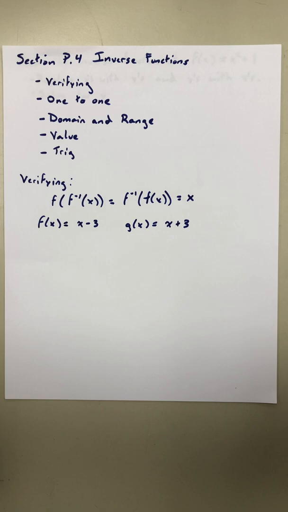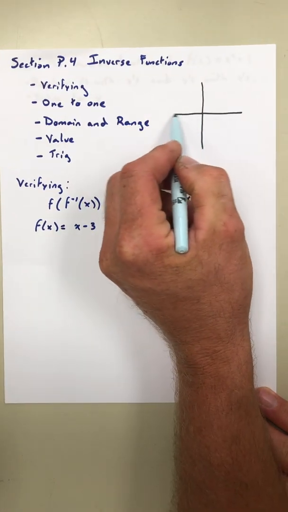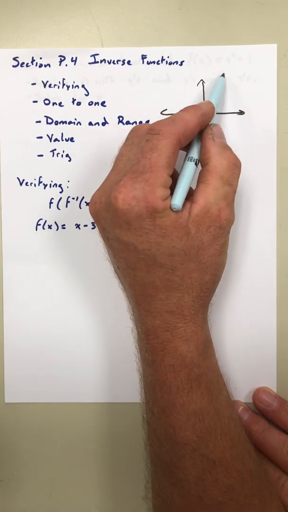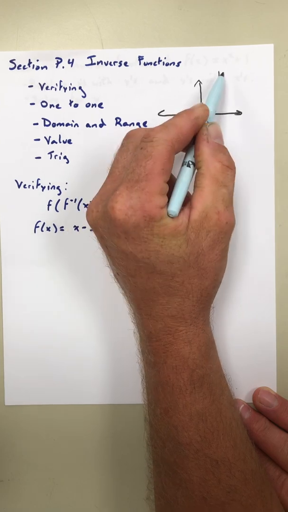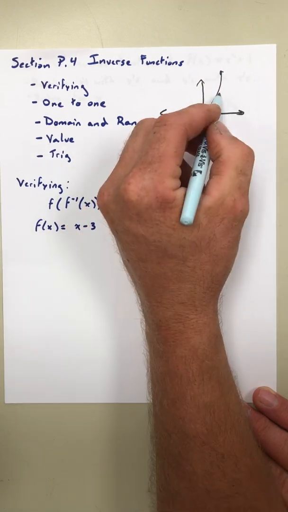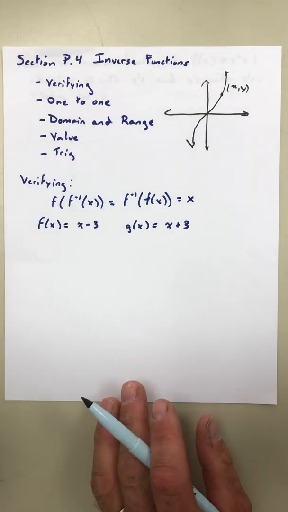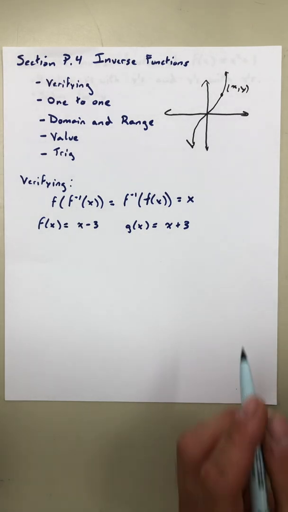So let's start with verifying. If you recall the inverse function, we could look at a graph of inverses, and it might spark a little bit of your memory. Say we have a function that comes in, maybe a cubic. If we have the point (x, y) there, then we can find the inverse function by replacing the x's with the y's and the y's with the x's.